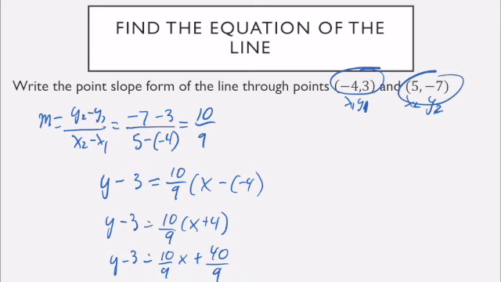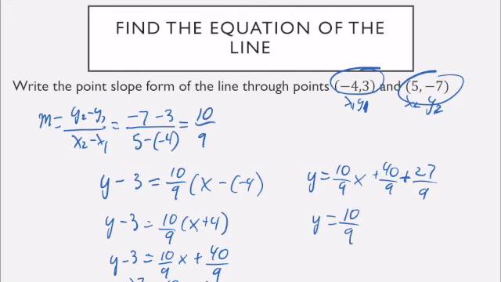Ooh, we're getting somewhere. Now I need to write 3 as a fraction with a denominator of 9. So that'd be 27/9, because 27 divided by 9 is 3. So I'm going to go ahead and add 27/9 to both sides. That'll give me y equals 10/9 x plus 40/9 plus 27/9. That means y equals 10/9 x plus 67/9, and that can't be simplified anymore.